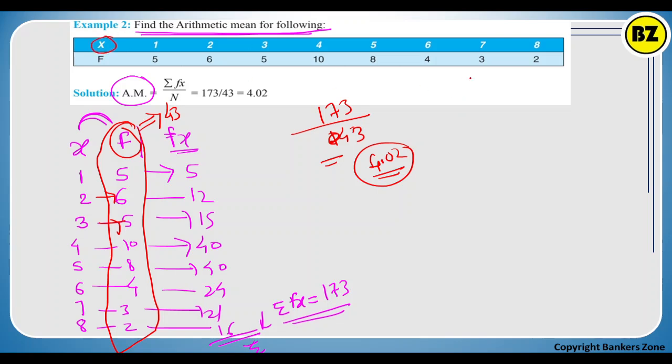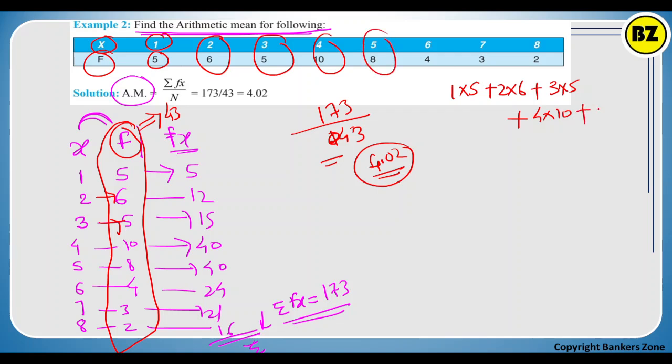Simply, x means the sample they have given, and f is the frequency, the number of times it appears. Okay, 1 appears 5 times, so what is the total value? 1 into 5 plus 2 appears 6 times, 2 into 6. 3 appears 5 times, 3 into 5 plus 4 appears 10 times, so 4 into 10 plus 5 appears 8 times, 5 into 8 plus 6 appears 4 times plus 7 appears 3 times plus 8 appears 2 times.